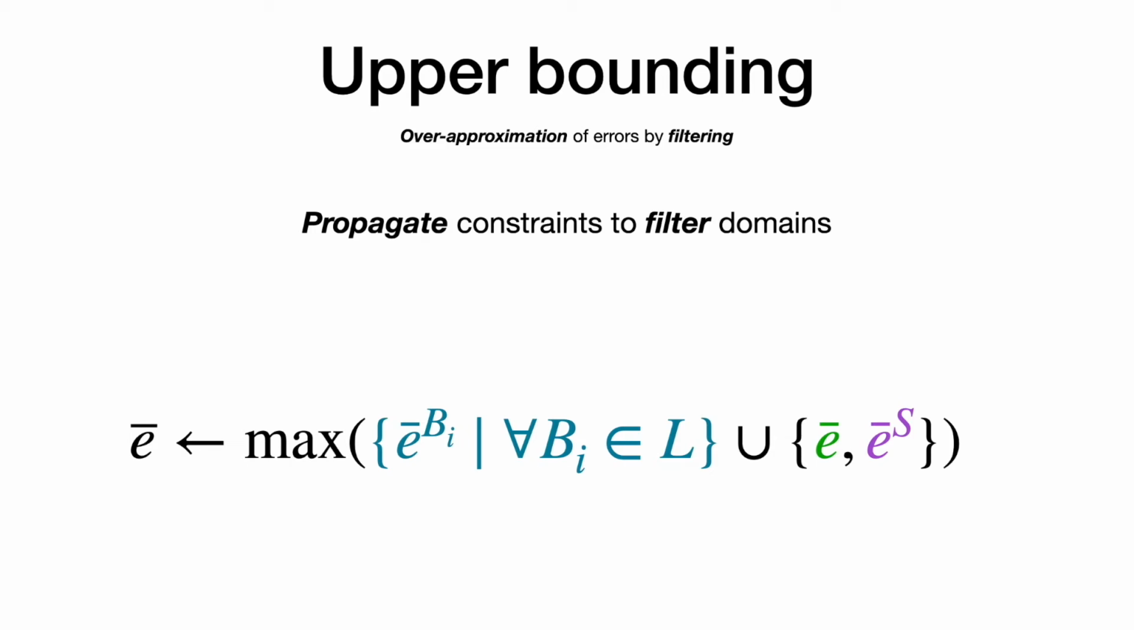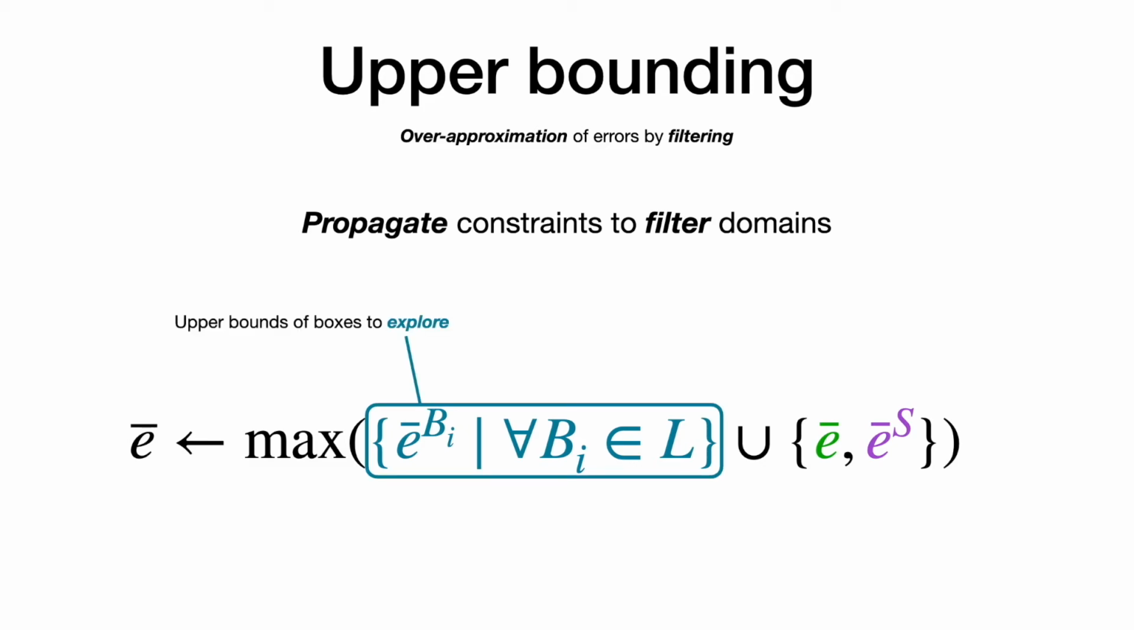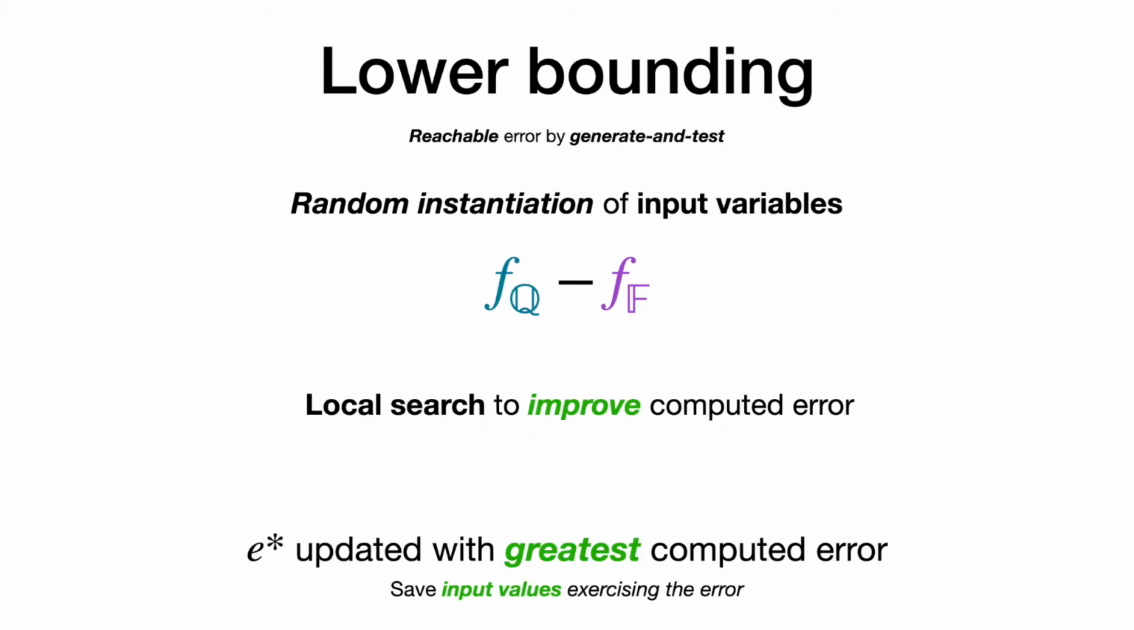Once we reach a quasi-fixed point, we'll update our upper bound by taking the maximum values between the upper bounds of boxes left to explore, or the local upper bound of the box we just filtered, or the maximum bounds of the signed line boxes. Once it is done, we now have the best over-approximation we can compute at this time. And we now can go to the lower bounding part.